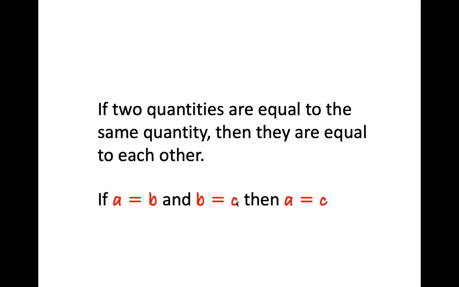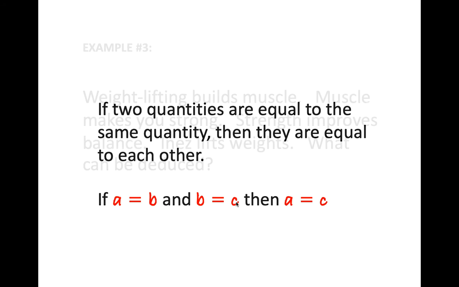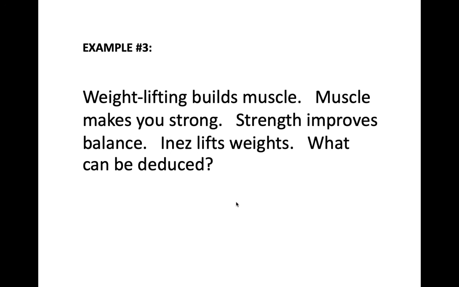And this is the transitive property that we're using, a very famous form of logic. Now, if we used it in this question, weightlifting builds muscle. Muscle makes you strong. Strength improves balance. The question would be, okay, if Ines lifts weights, what can be deduced about Ines?